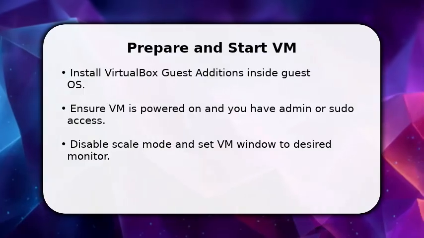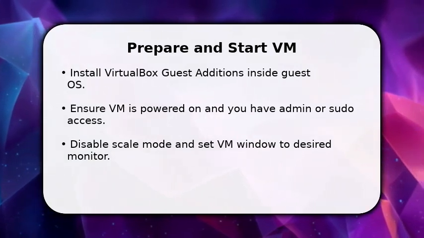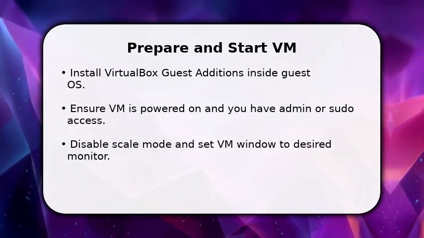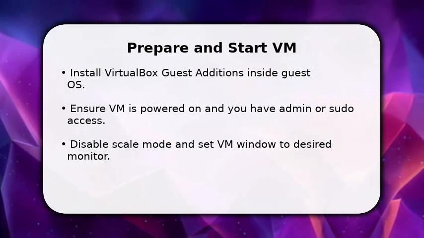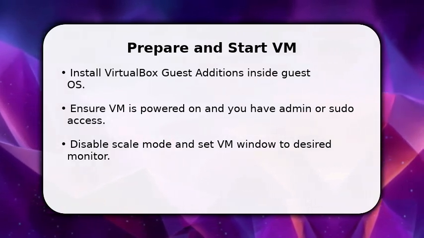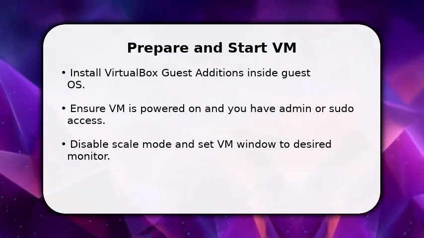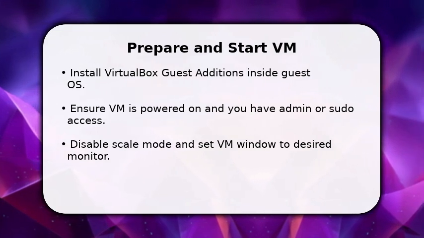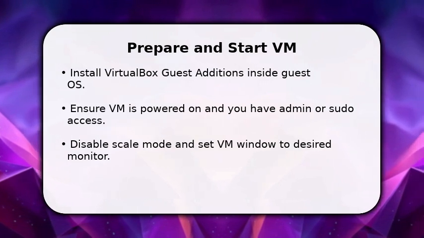You begin by verifying prerequisites. Guest Additions must be installed inside the virtual machine, and you need administrative access to the guest. Once done, start the VM and pause to check the VirtualBox menu. Make sure scale mode is off and the window is on the monitor you intend to use. These steps matter because Guest Additions provide drivers and integration, and scale mode can prevent true full-screen behavior, so confirm both before proceeding to the display settings.